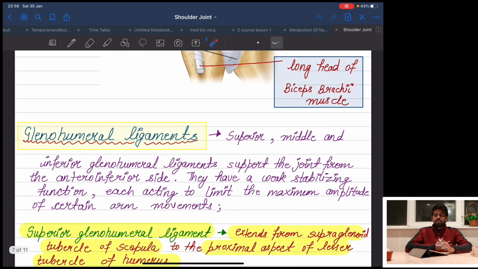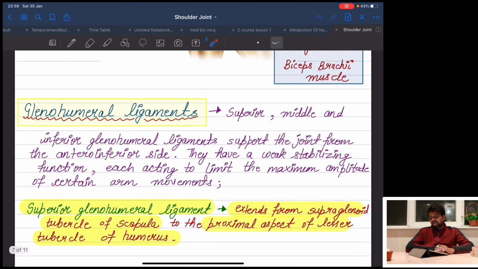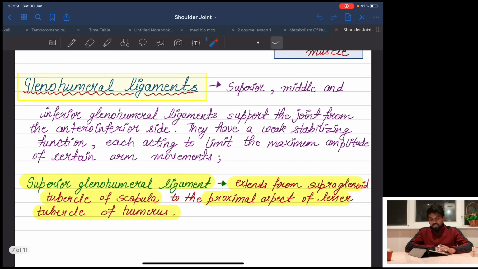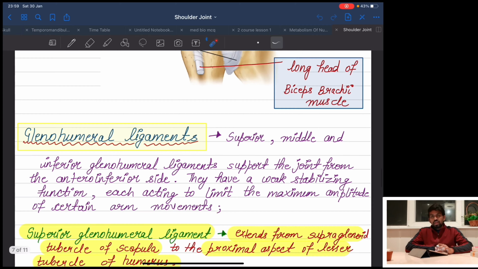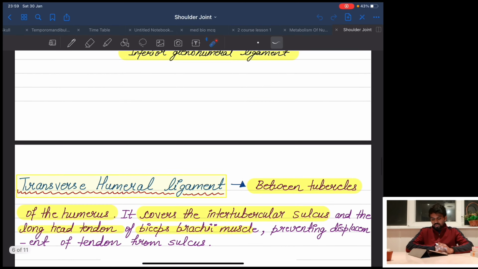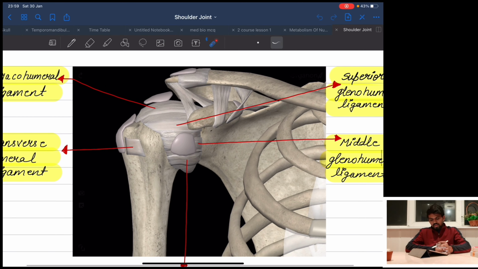The second ligament, the glenohumeral ligament. In the earlier video, we have studied that the glenohumeral ligament consists of three ligaments: the superior, the middle, and the inferior. These ligaments support the joint from the anterior and inferior side. Anterior and inferior, you can see in the picture.